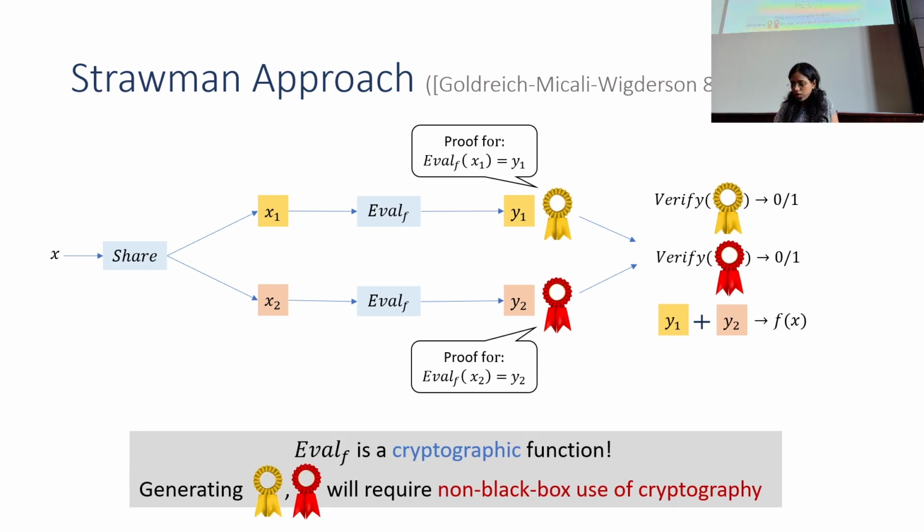However, while this approach seems reasonable, it inevitably requires us to make non-black box use of cryptography, and that's because the Eval function here, the evaluation algorithm of the HSS scheme, relies on cryptographic operations, and giving a proof about such cryptographic operations will require us to make non-black box use of cryptography, which we want to avoid here.